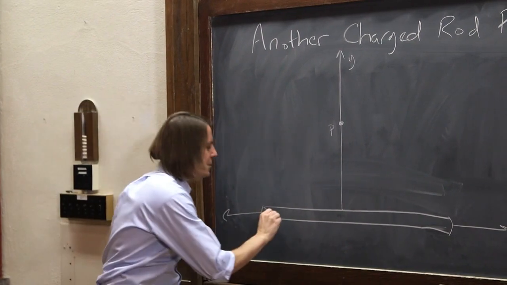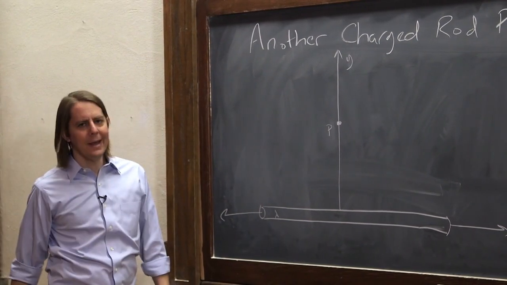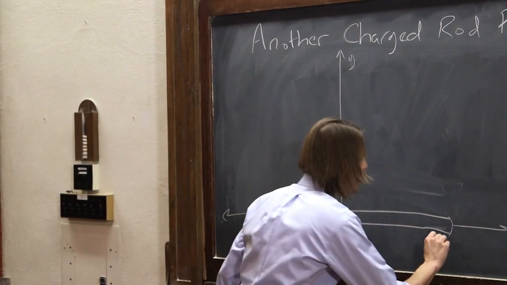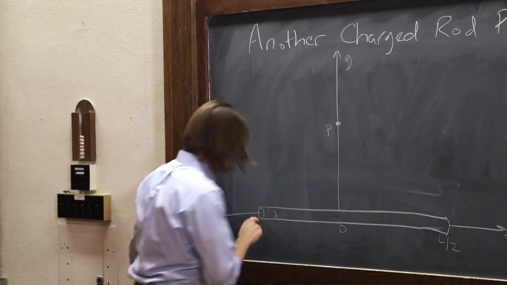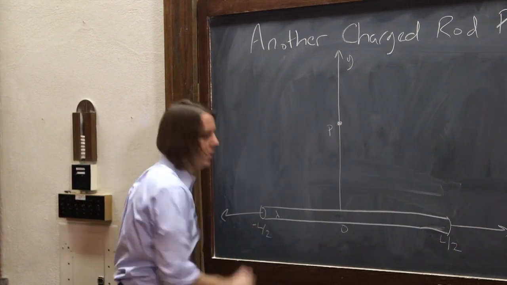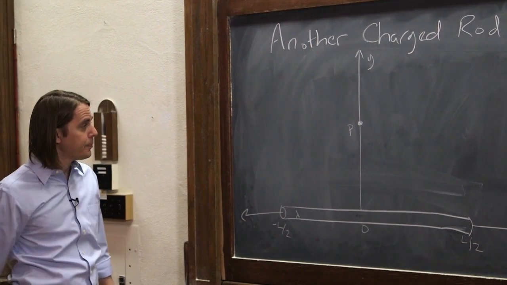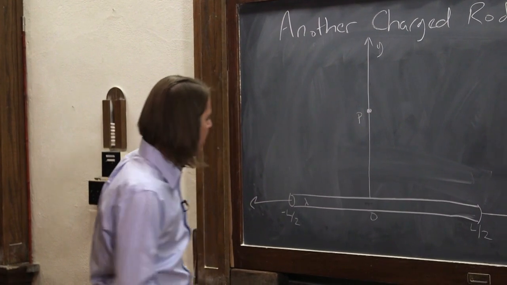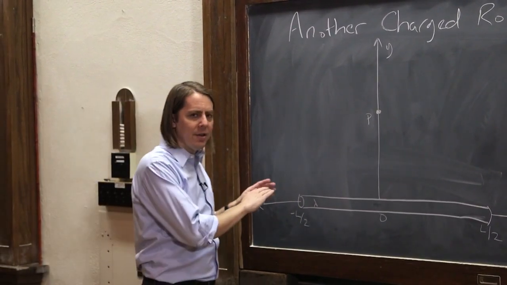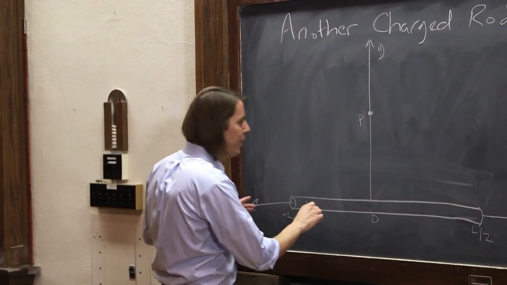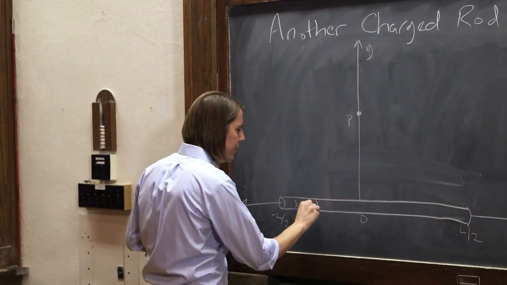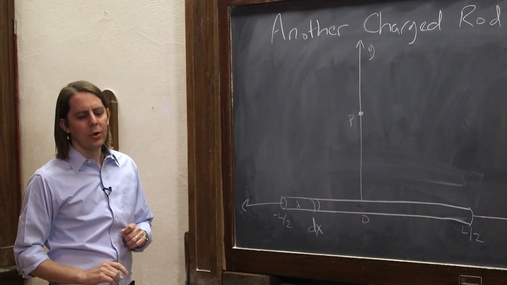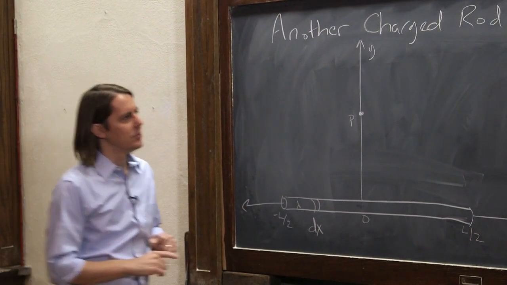The rod still has a charge density lambda, and it still has a length L, and we're going to make this the origin so that this is at the point L over 2. And this end is at the point minus L over 2. Okay? So we go from there. It's the same trick. We're going to think of this charged rod as a bunch of little elements dx. So here's one here, dx.